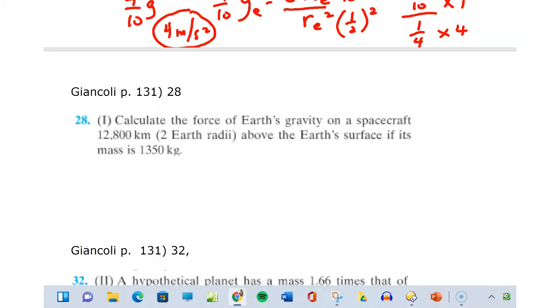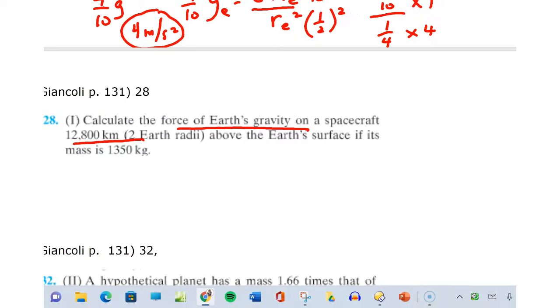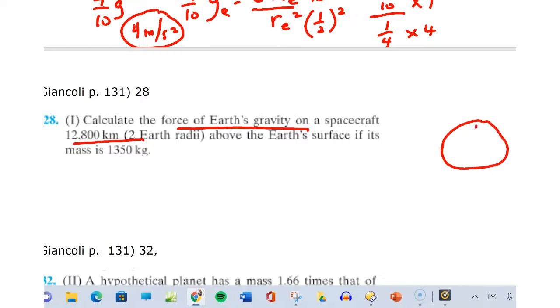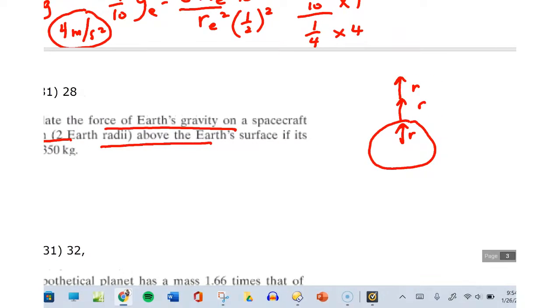Here you've got to calculate the force of Earth's gravity on a rocket ship. Find the force of the Earth's gravity on a rocket ship that's 2 Earth radii above the Earth's surface. Now, be careful with this one. So the rocket on the ground is r, but now it says 2 Earth radii above, so it's 1, 2, r and r. So now what have you done? You've tripled the r. So let's see how this works.